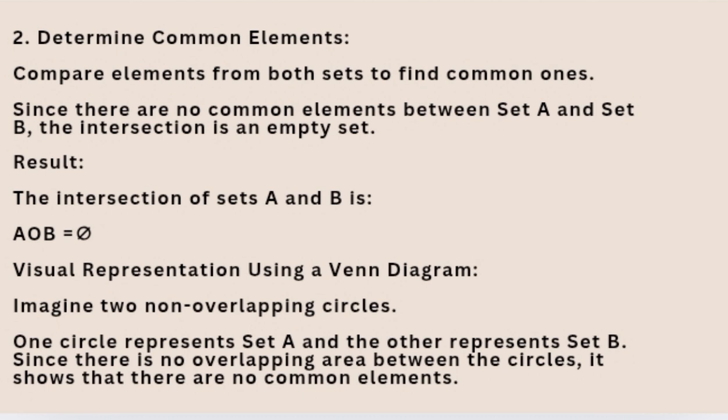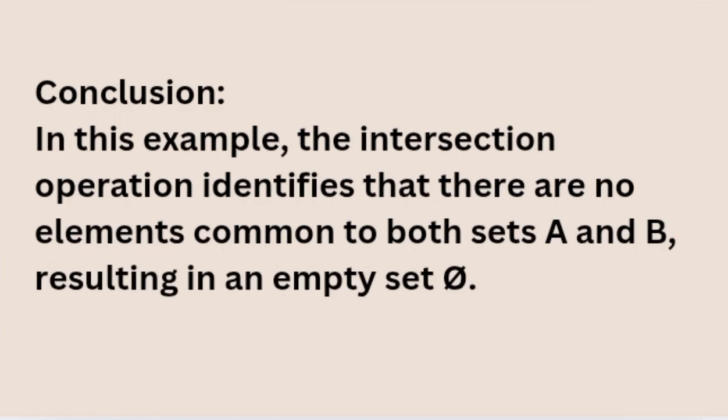For the visual representation using a Venn diagram, imagine two non-overlapping circles. One circle represents set A and the other represents set B. Since there is no overlapping area between the circles, it shows that there are no common elements. So the conclusion in this example: the intersection operation identifies that there are no elements common to both sets A and B, resulting in an empty set.